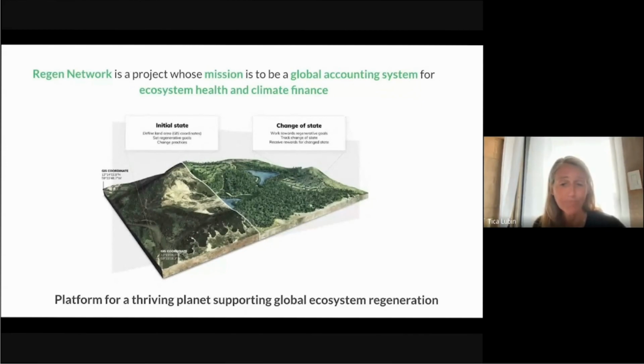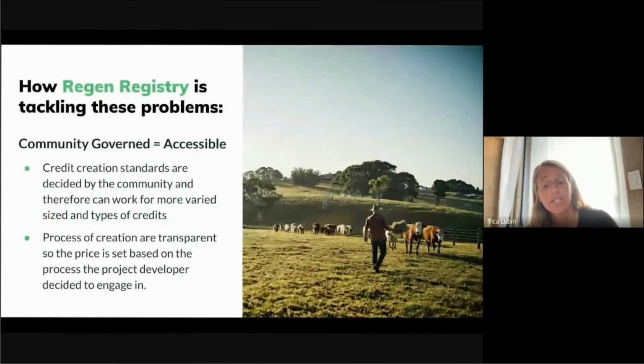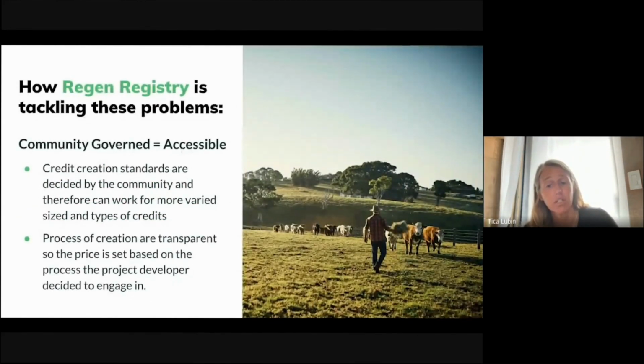Next slide. Some core issues that we as a community network are working to solve are breaking down the barriers of entry of cost, time, and trust that we all recognize. Next slide. We're doing this by listening to the community and giving them a seat at the table to create the standards and processes by which credits are created. So it's very much a bottom up versus a top down system that we're working in.